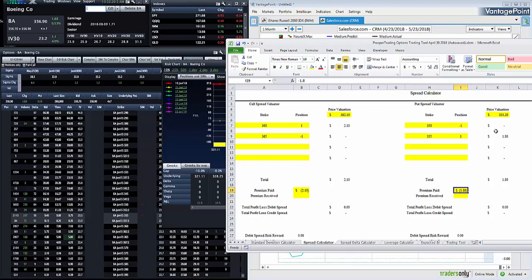Okay, does that sink in for everybody? Do we want to go through credit spreads, or do we want to let this sink in for a little bit? Where the break even is on a credit spread.